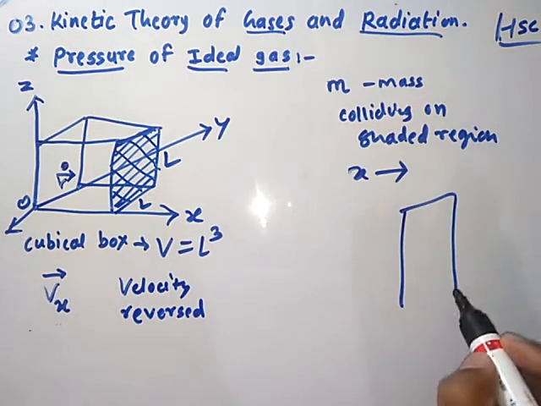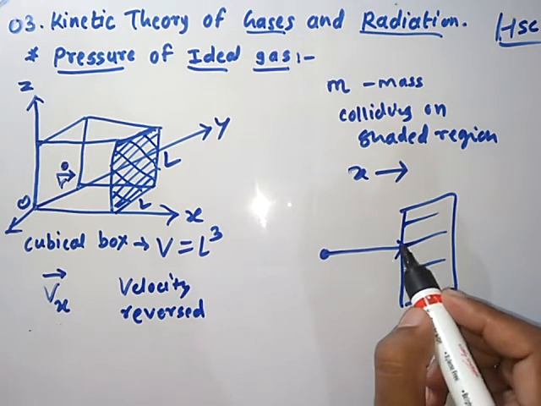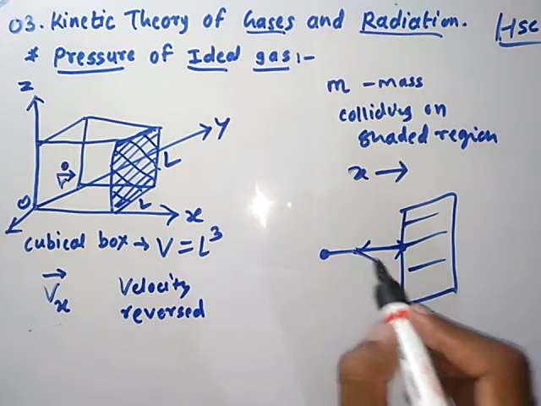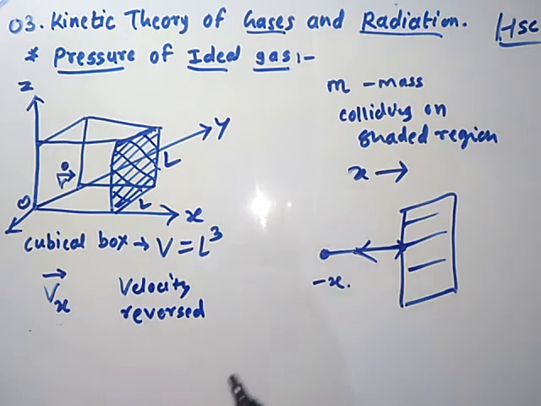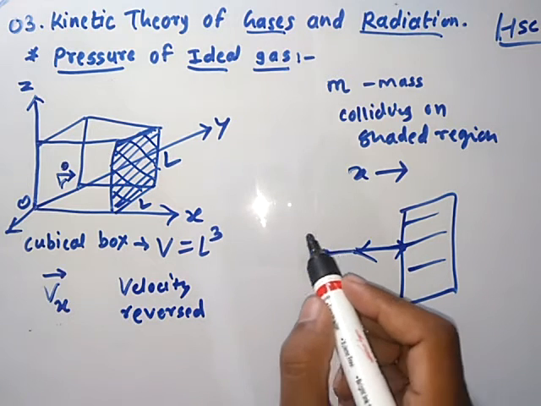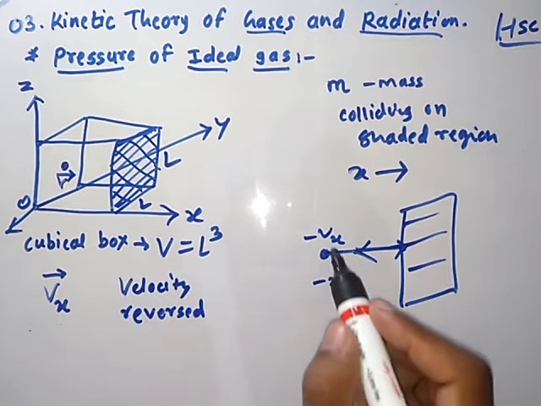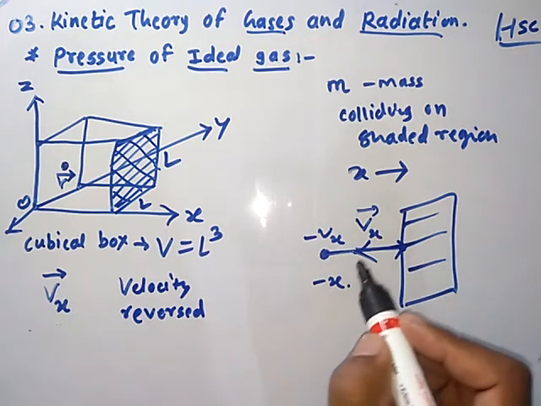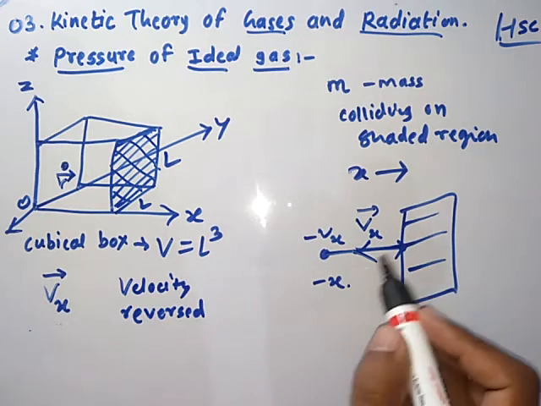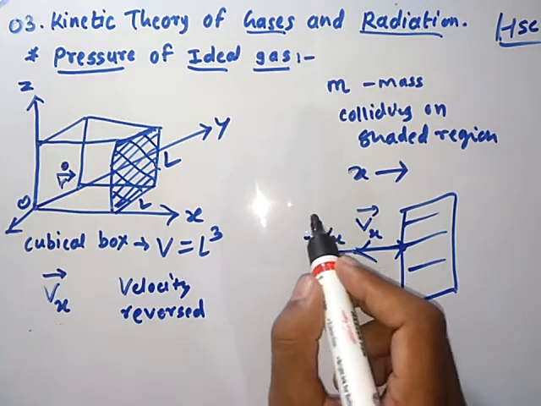Suppose this is the shaded wall and the particle is moving toward it. If it collides here, then it moves back, or bounces back, in the negative x direction. Now it is moving in the negative x direction with a velocity minus vx. The initial velocity is vx bar, and after colliding it bounced back and is moving towards the other wall with a velocity minus vx bar.